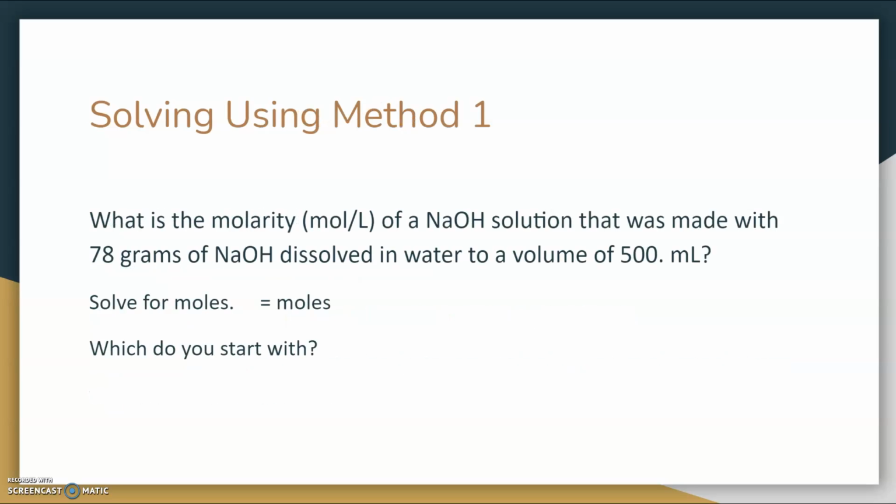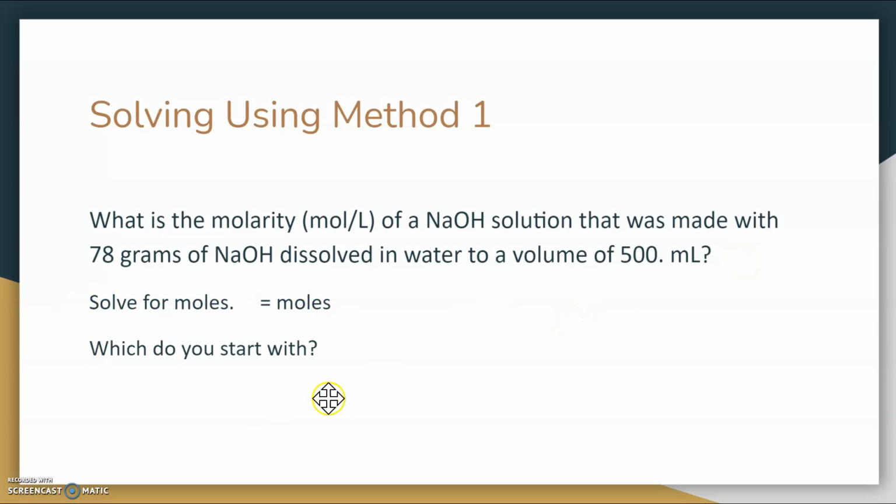So let's try a problem solving using method 1. Here's the problem. What is the molarity, which is moles per liter, of a sodium hydroxide solution that was made with 78 grams of sodium hydroxide dissolved in water to a volume of 500 milliliters? So we're going to solve for moles, then we're going to solve for liters, and then we're going to divide the 2. So it gives me 2 pieces of information, and I'm going to have 2 problems, one solving for moles, one solving for liters.